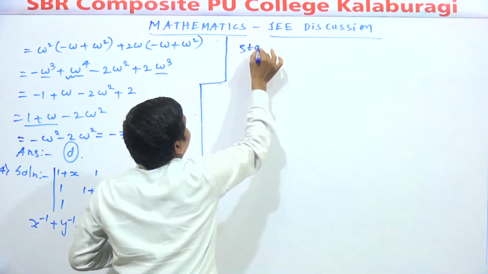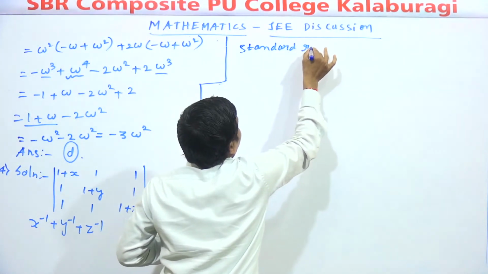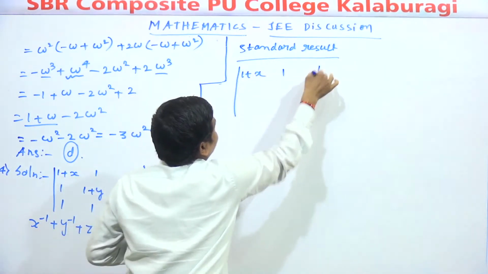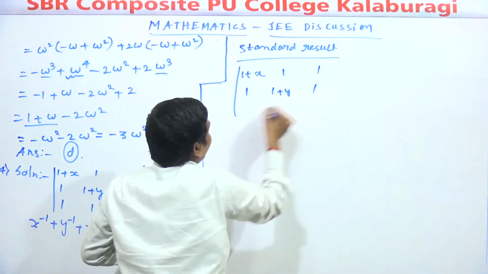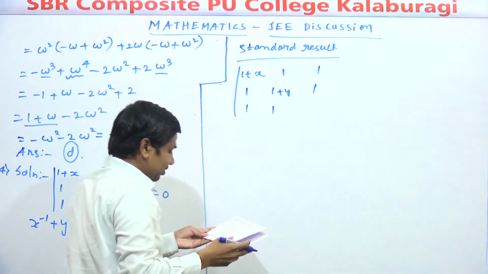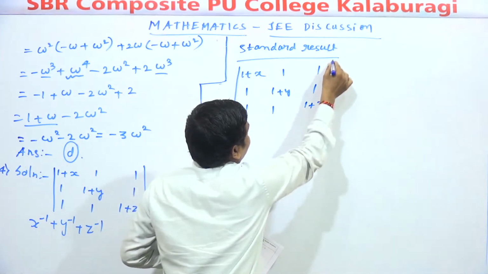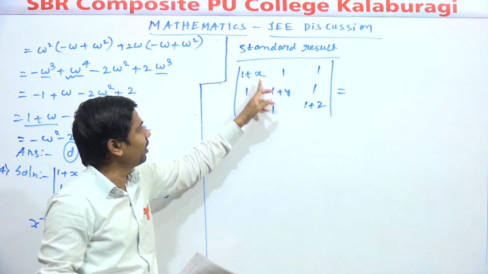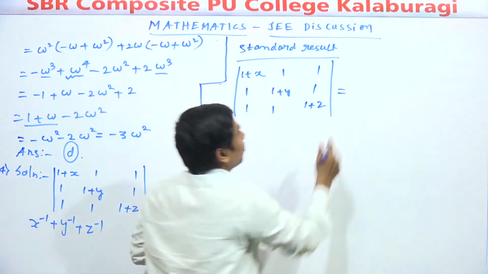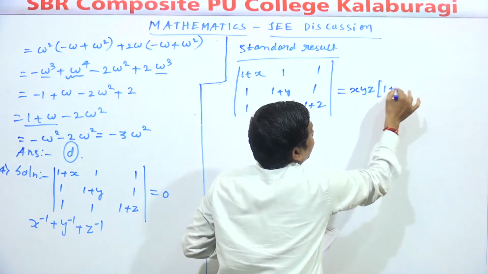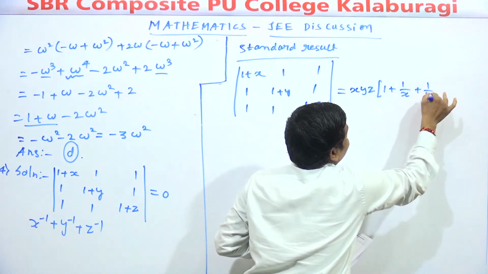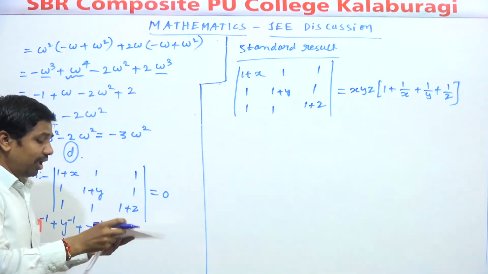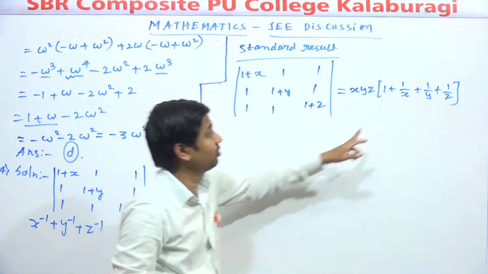It is that standard result. The determinant of 1 plus x, 1, 1, 1, 1 plus y, 1, 1, 1, 1 plus z, where all the non-diagonals are 1 and diagonals are 1 plus x, 1 plus y, 1 plus z, is equal to x, y, z into 1 plus 1 by x plus 1 by y plus 1 by z.